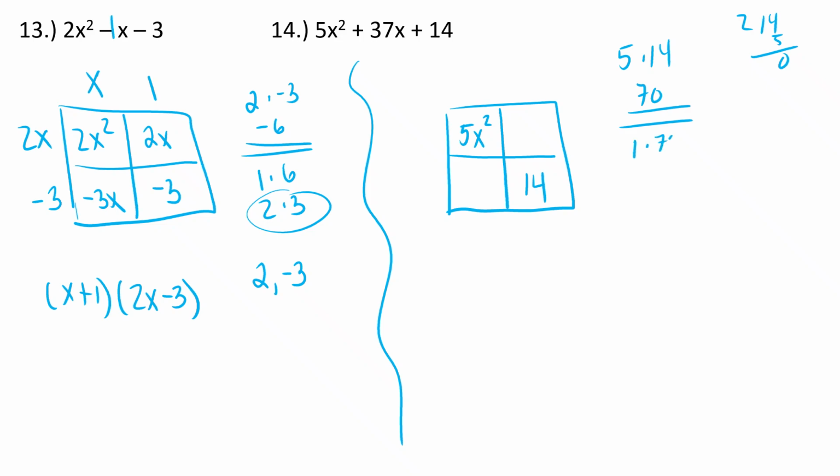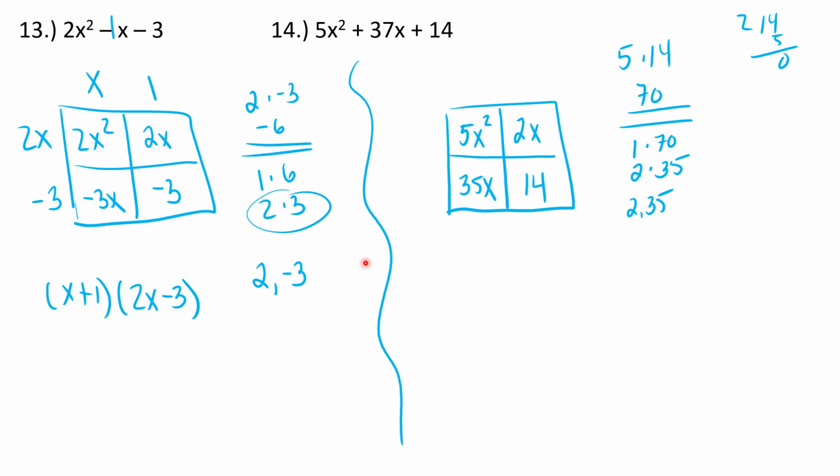So 1 times 70, no. 2 times 35. Look at that. We got it on the second one. So are there more factors? Yep. We don't need to keep going. I think 5 is going to be a factor there. 7 is a factor, but we don't need them. So let's just double check these. 2 times 35 is 70. 2 plus 35 is 37. So we have 2x and 35x.